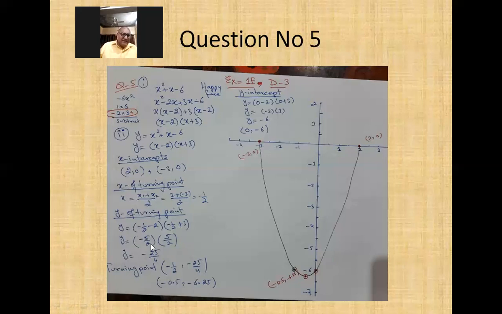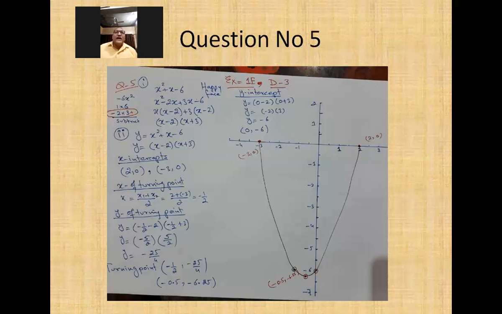Just multiply both these terms. You will have -25/4. Now I know the y coordinate of the turning point. So the turning point's coordinates will be (-1/2, -25/4). In decimal fraction, it will be (-0.5, -6.25). Okay. Now we will find the y-intercept.